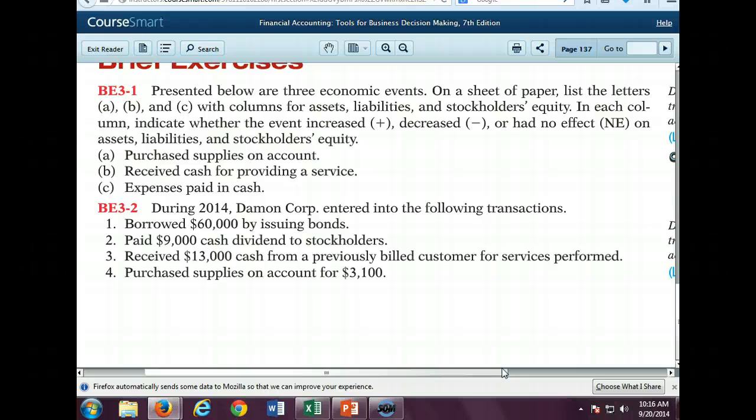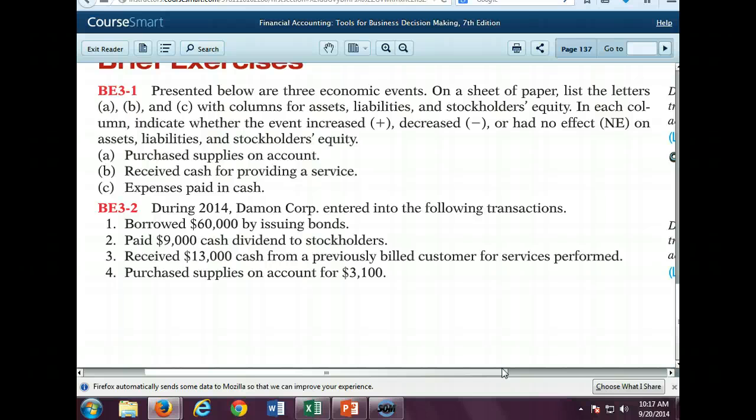I had a tough night last night. Okay. So, borrowed 60,000 by issuing bonds. So we borrowed 60,000 by the guise of bonds.